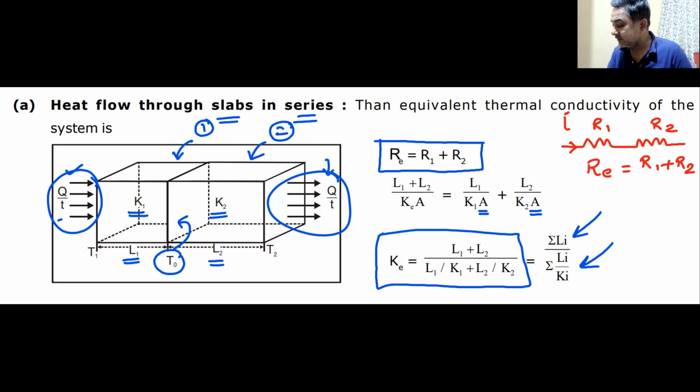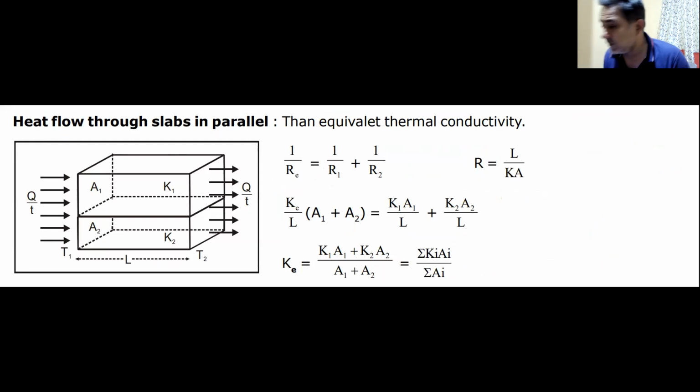We have done series. What is the next thing that will come? The next thing will be slabs in parallel. They have different conductivities K1 and K2, but the same length L. They can have different lengths as well, but here they have made the length the same. They have different cross-sectional areas A1 and A2. Do we understand this?